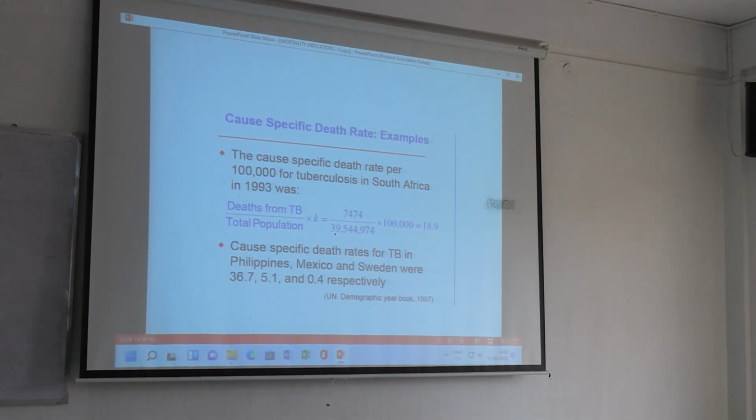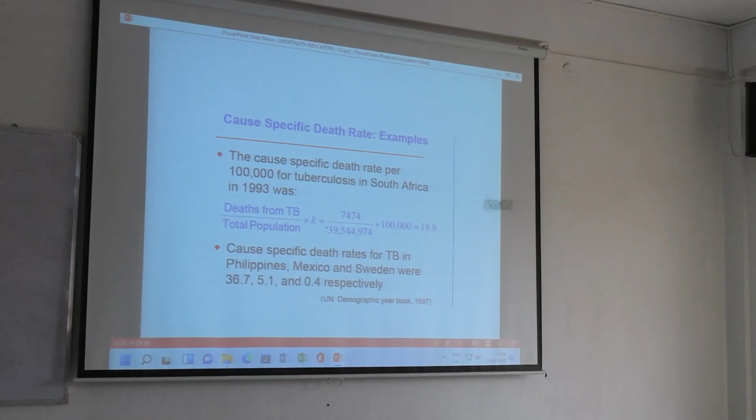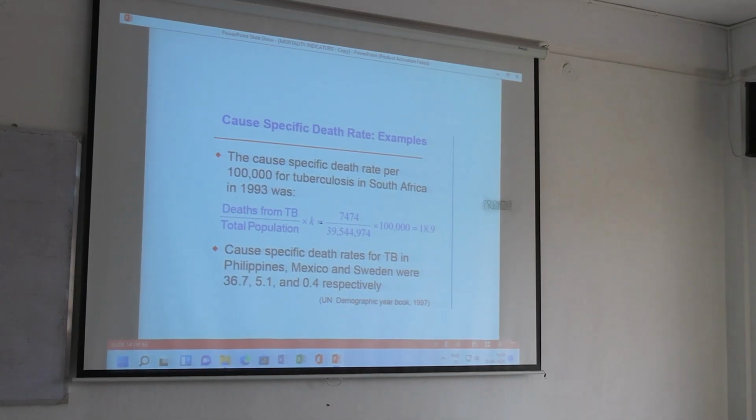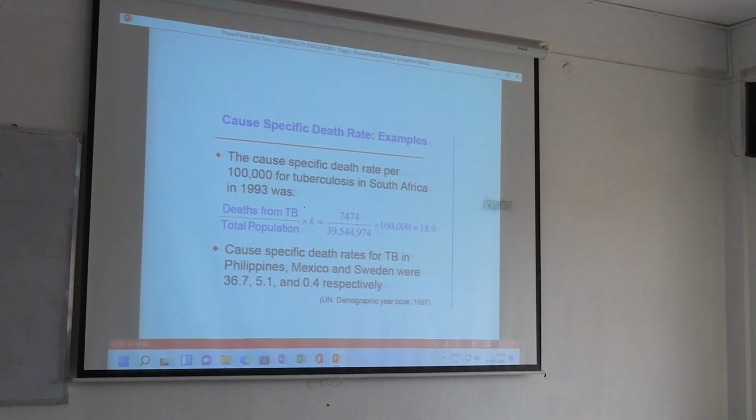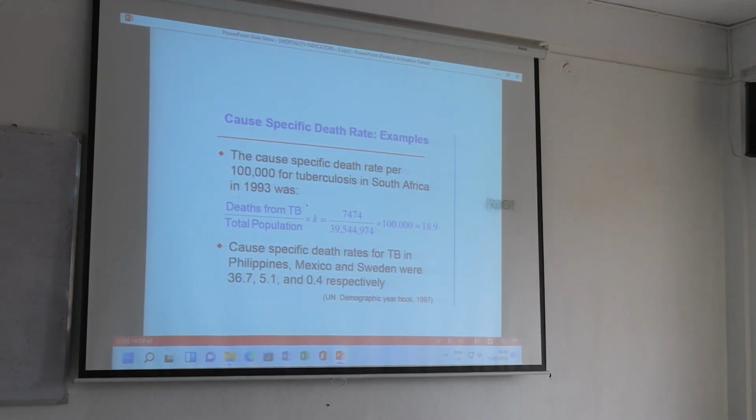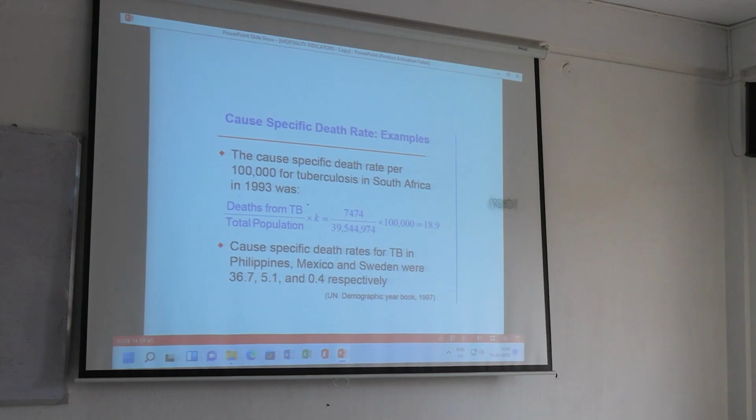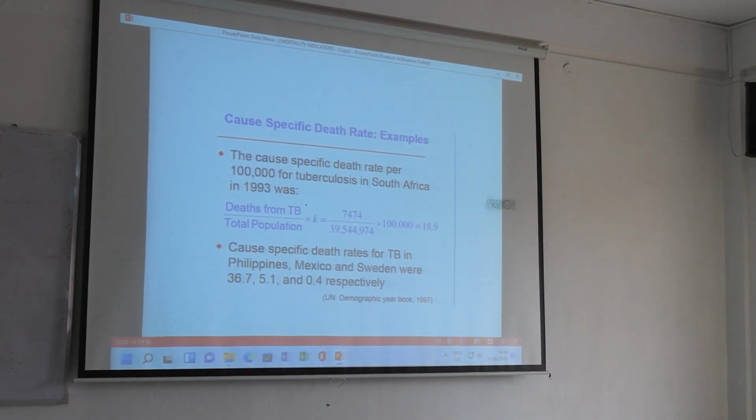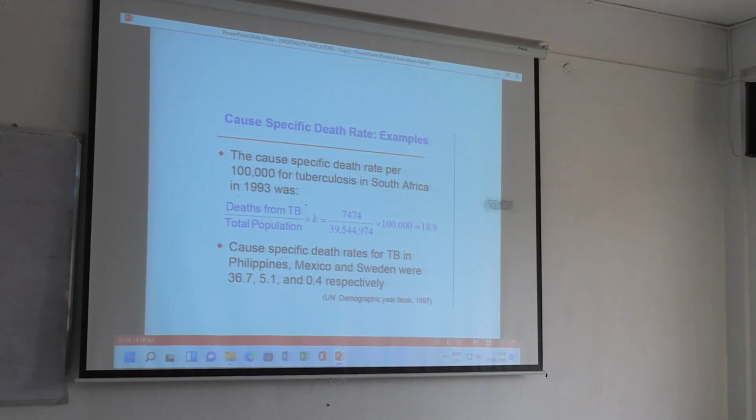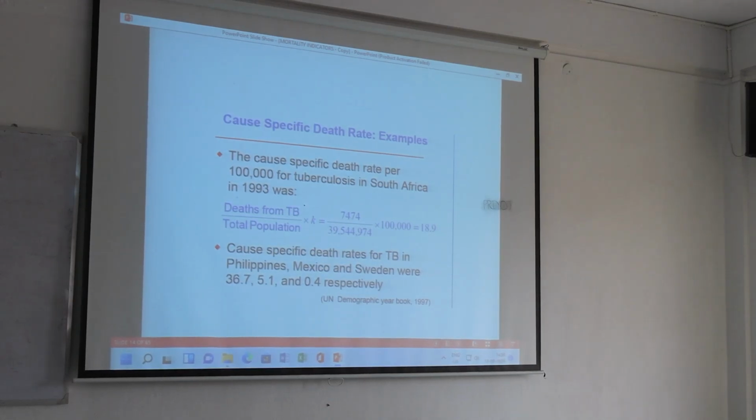Then there is cause-specific death rate. For South Africa, this was the research: deaths due to TB divided by total population, per one lakh. Similarly, we can compare the deaths due to TB in other countries. Philippines 36, Mexico is 5.1, and Sweden is 0.4.